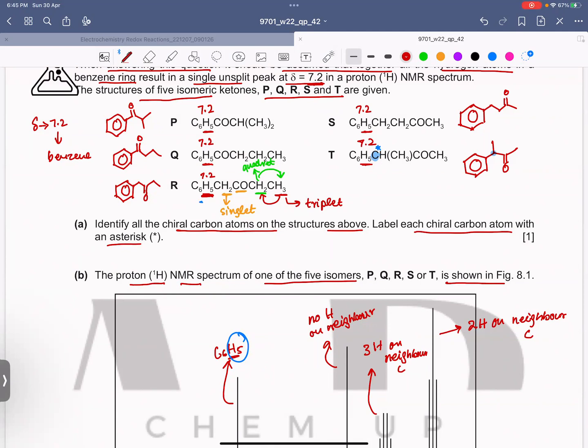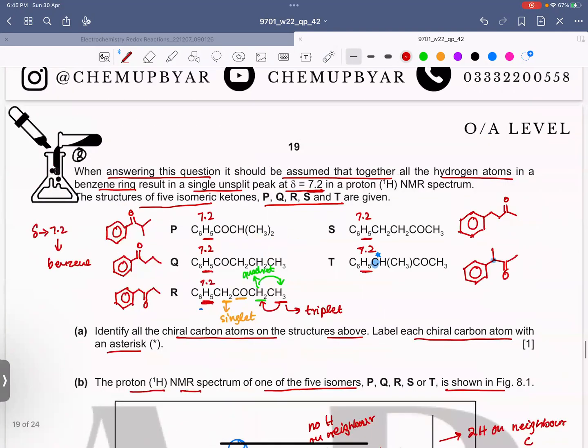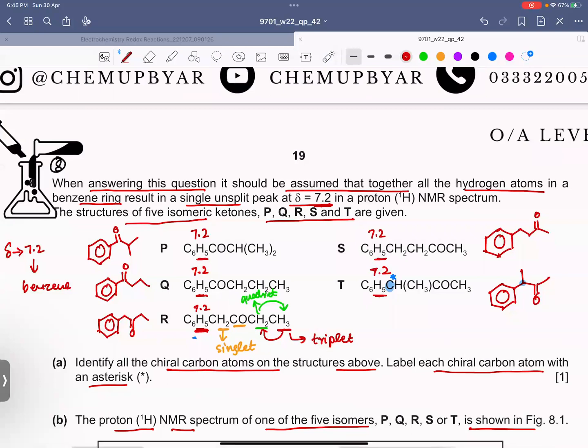No, sometimes it splits into further signals, but here, see, if you read this first line, it should be assumed that together all the hydrogen atoms in a benzene ring result in a single unsplit peak at chemical shift 7.2 in a proton NMR spectrum. So here they have already told you that in this case, this single peak at 7.2 is of all the hydrogens collectively.